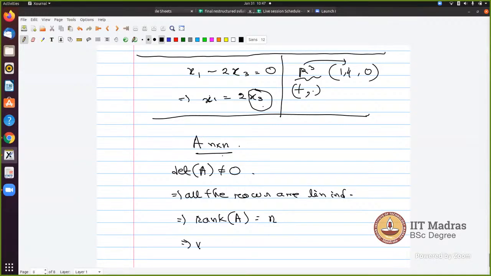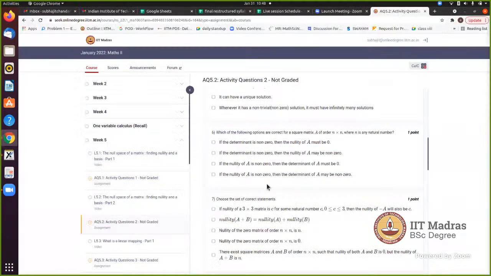Now, what is the nullity then? 0. Because rank plus nullity should be equal to n. So if determinant is non-zero, then nullity must be 0. Correct? Okay, sir. Got it.